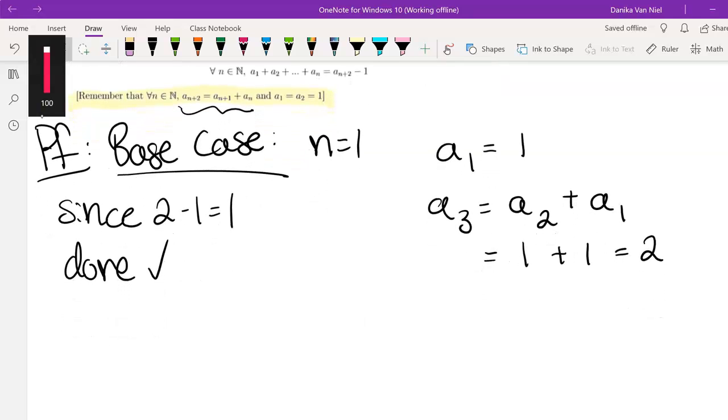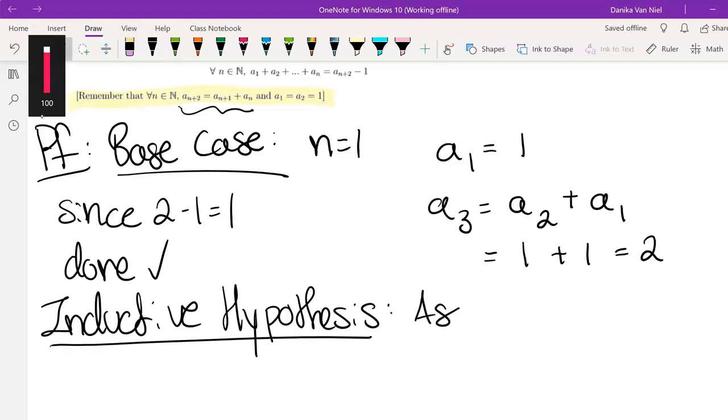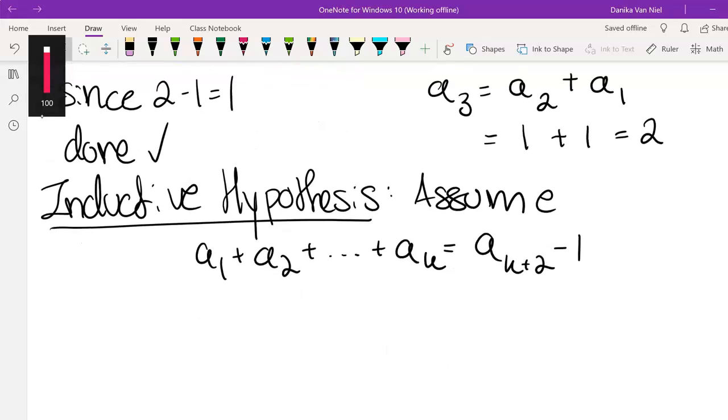Okay, base case. Now we want to do the inductive hypothesis. Okay, assume, let's say a1 plus a2 plus ... plus ak equals ak plus 2 minus 1 for k in the naturals. Okay, now our inductive step.